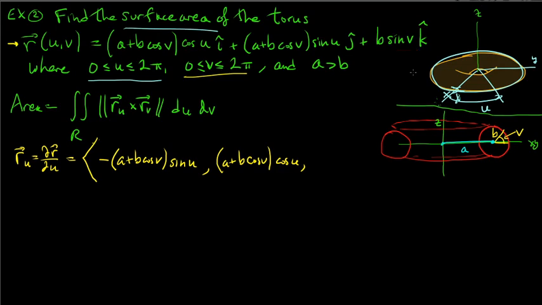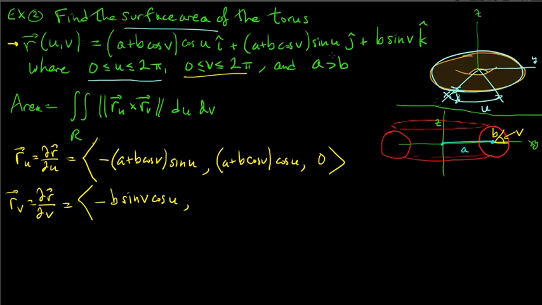Yeah, so we need a 0 here. All right, and then the partial with respect to v. Okay, so now the derivative with respect to v, so we keep the cosine of u, and this is going to be, well, the derivative of a is 0. The derivative of b cosine v is negative b sine v times cosine of u.